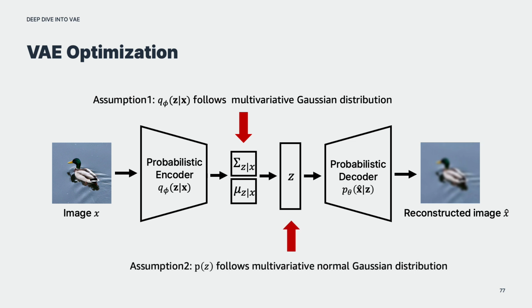Second, we assume that the prior P of z follows a standard multivariate normal distribution. This prior encourages the latent space to be centered and isotropic, making generation and sampling more stable and tractable.